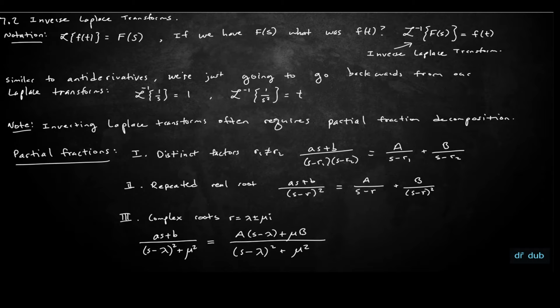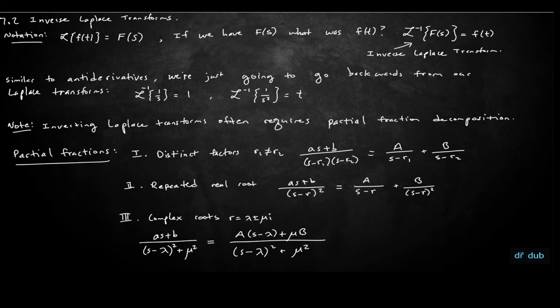But if we have complex roots, this is how we want to write the partial fraction pieces. To get that complex root, you basically complete the square in the denominator and write it that way, s minus lambda squared plus mu squared. And then the numerator, you want to write it as capital A times s minus lambda plus mu times capital B. And once we do that, then we can take the inverse transform. So that's going to be super useful for us.